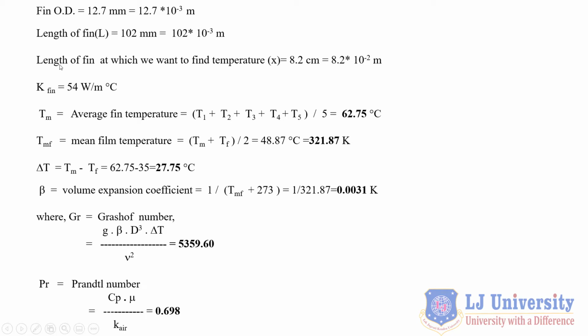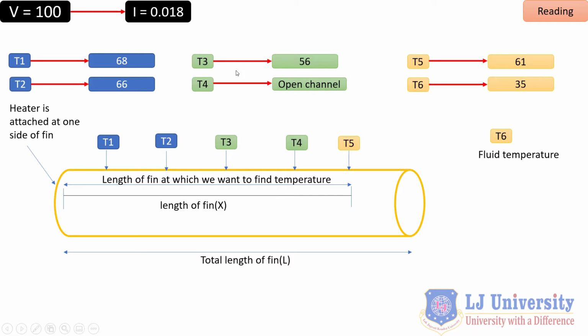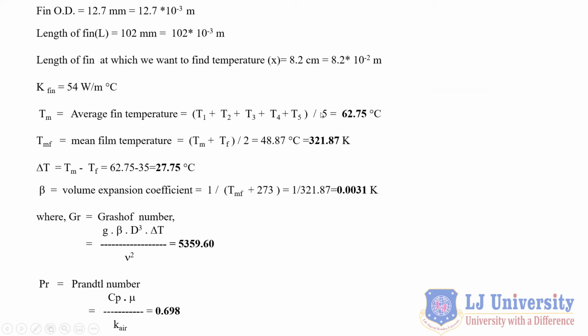Now, the distance at which we want to find the temperature is x, as you can see in the figure. At a distance x, we want to find the temperature T5. That distance x is given as 8.2 centimeters, which is 8.2 into 10 raised to minus 2 meter. The conductivity of the fin is given as 54 watt per meter degree Celsius.